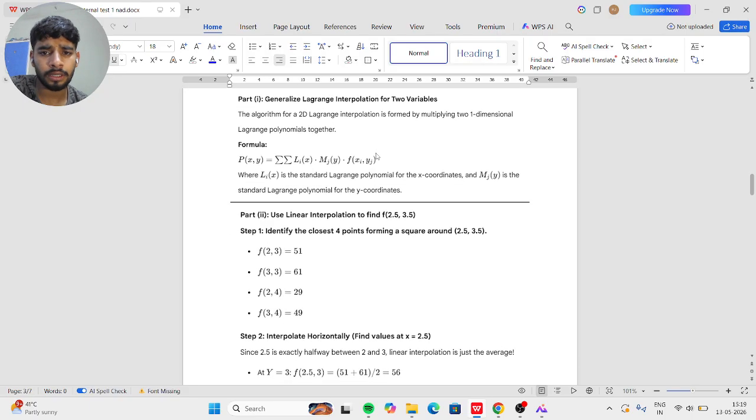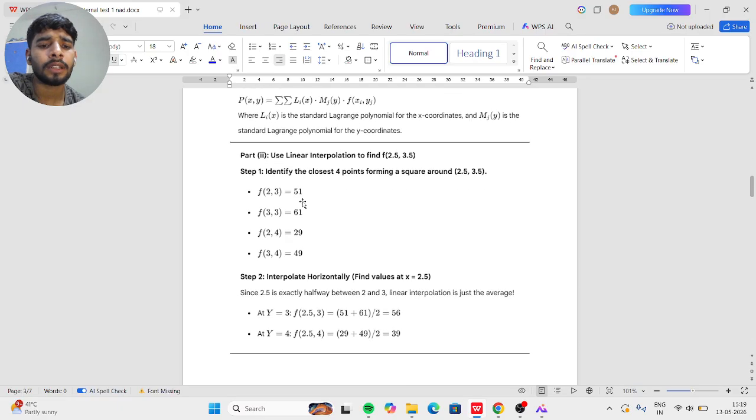Now, the generalized Lagrange interpolation for two variables: the algorithm for 2D Lagrange interpolation is followed by multiplying two one-dimensional Lagrange interpolations together. Like you see, P(x,y) equals the summation of Li(x) into Mj(y) into the function of xi, yj, where Li(x) is the standard Lagrange polynomial for the x coordinate and Mj(y) is the standard Lagrange polynomial for the y coordinate.